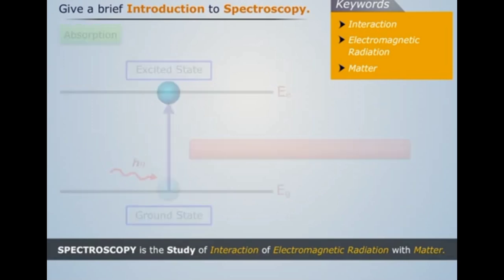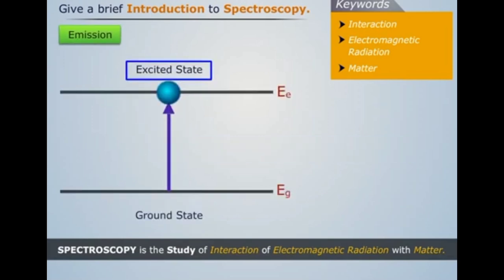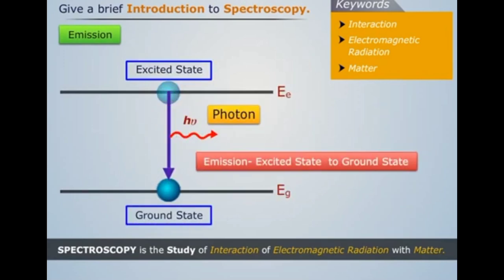Now let's discuss emission. When the atoms or molecules present in the matter jump from excited state to the ground state, they release electromagnetic radiation. This is called emission.